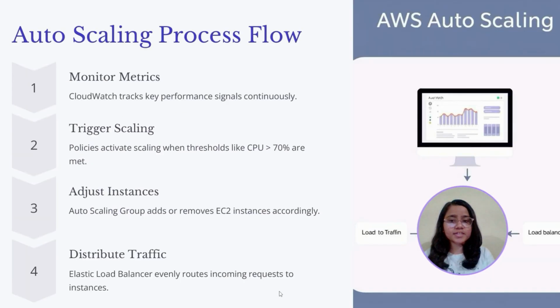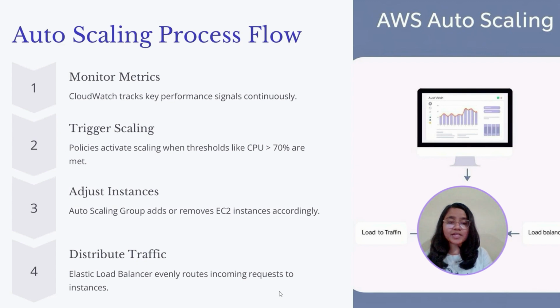Let's walk through how auto scaling works in action. CloudWatch monitors metrics. CloudWatch continuously checks the health and performance of your EC2 instances. It watches metrics like CPU usage and traffic. Then scaling policies are triggered. Based on the scaling policy rules you set, CloudWatch sends the signal when it detects that something needs to be done. For example, if your CPU usage goes above 70%, CloudWatch will trigger the scaling policy to add more servers. Then auto scaling adjusts the instances, meaning the auto scaling group then adds or removes EC2 instances according to policy. For example, if traffic increases, more instances are added.